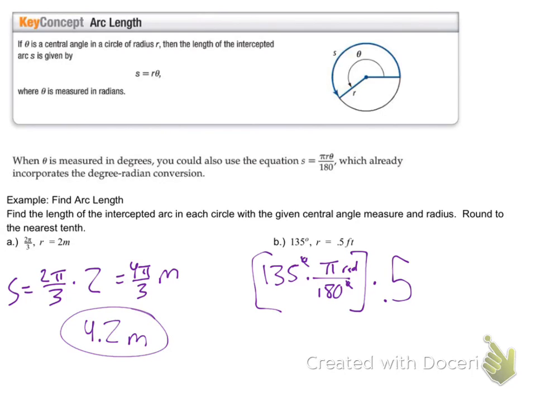So you take your calculator, multiply the 135 times pi, divide it by 180, multiply it by 0.5, and you end up with a value of what to one decimal place? 1.2. 1.2, in this case, feet. So if it's in radians, multiply by the radius. If it's in degrees, switch it to radians, then multiply by the radius.